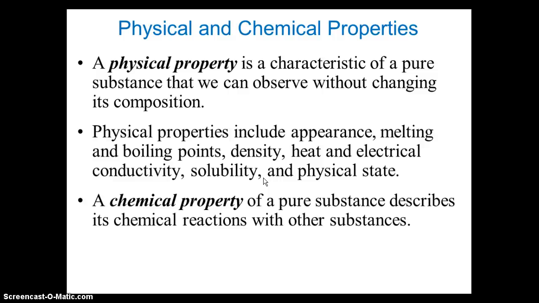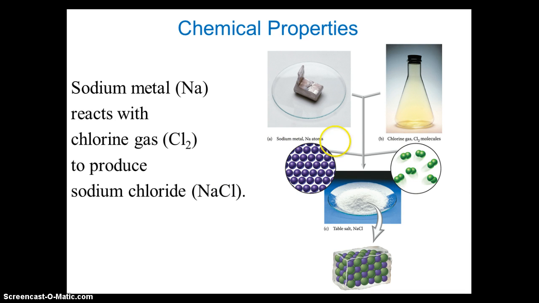While a chemical property of a pure substance describes its chemical reactions with other substances. So it describes its reactivity with other substances, how it reacts with other substances. That's a chemical property. Now let's take an example of a chemical property.